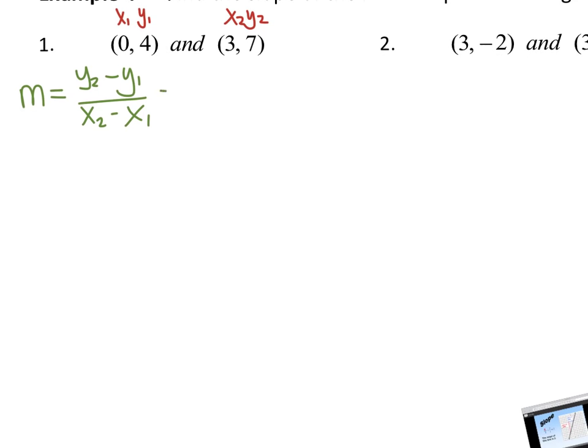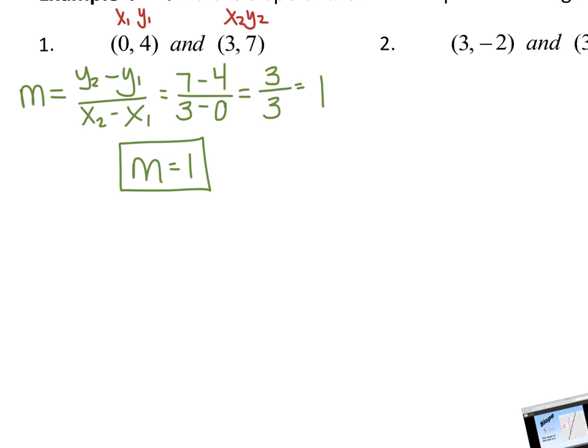So we are going to write y2 is 7 minus y1 is 4 all over x2 is 3 minus x1, which is 0. And again, we're just simplifying this. So 7 minus 4 is 3. 3 minus 0 is 3. And you're always simplifying. So you want to simplify your slopes all the way down. So 3 divided by 3 is 1. So our slope is just 1.